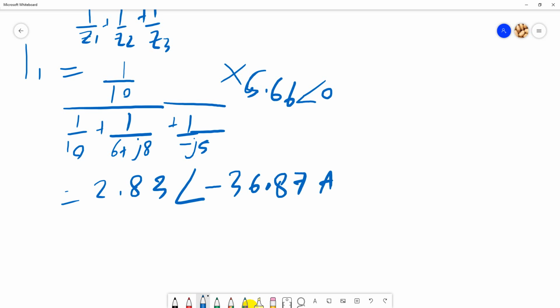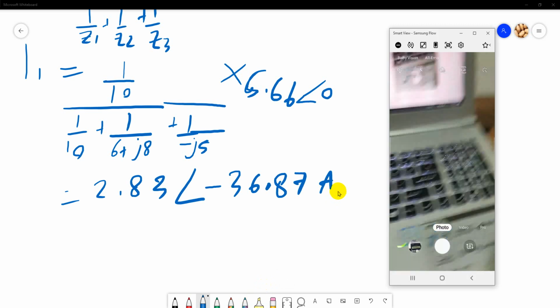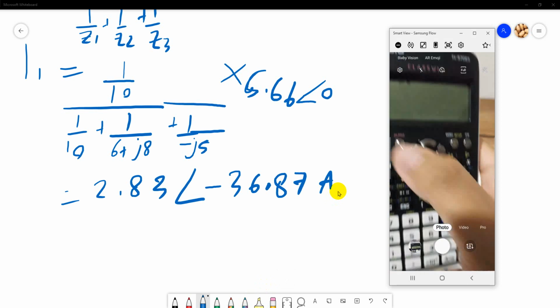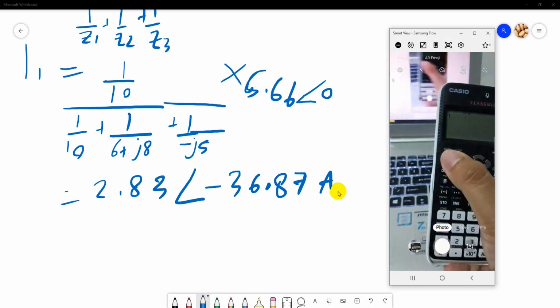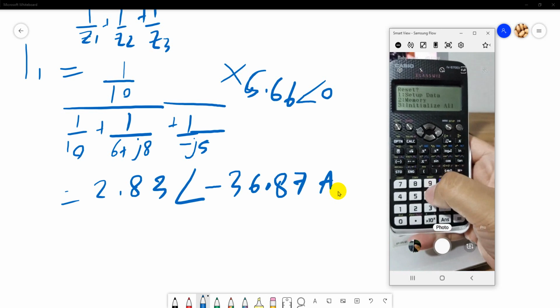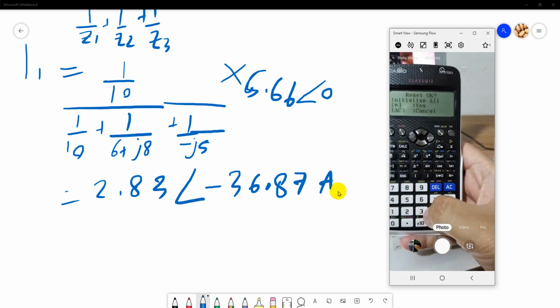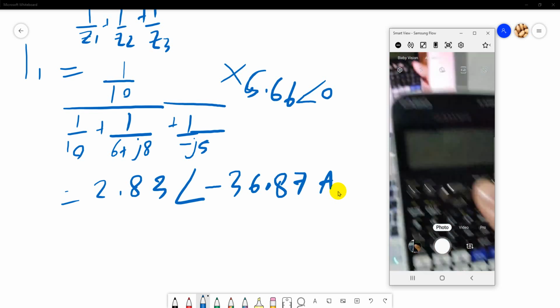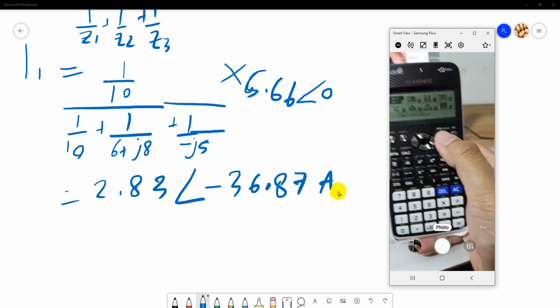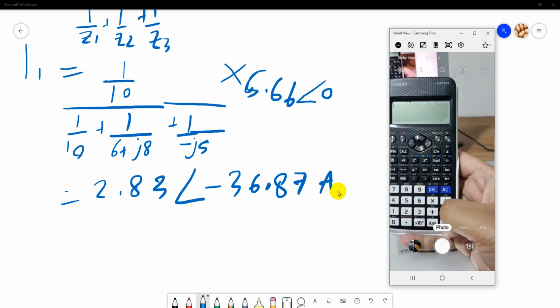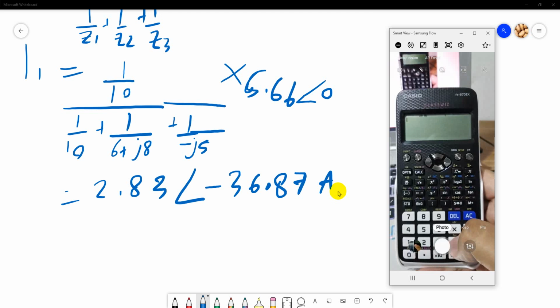If you use the new calculator, first you have to shift and number 9, which is reset, then press 3, equals, again. So you clear everything first, then shift goes to number 2, equals to mode, enter complex mode, then use the same way.